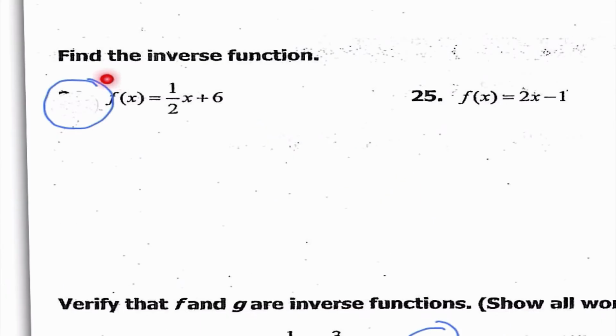Next, we're doing the mysterious number 24, because I don't know why it doesn't say. Oh, maybe that's a hole punch. Whatever.